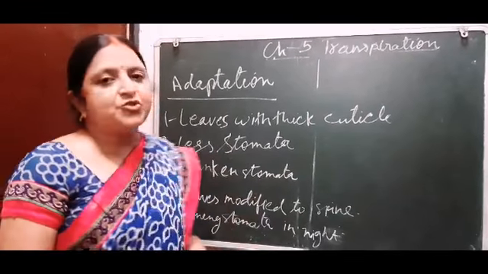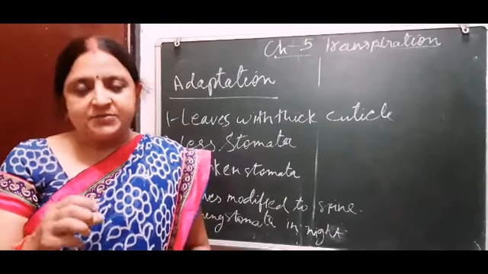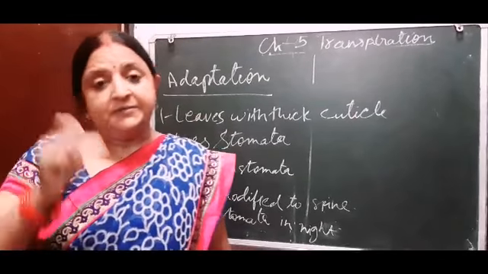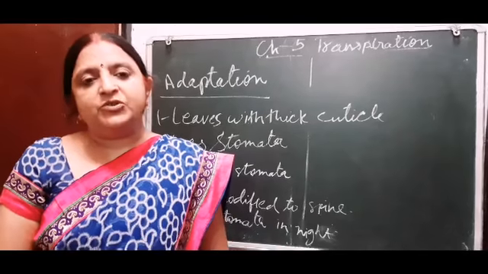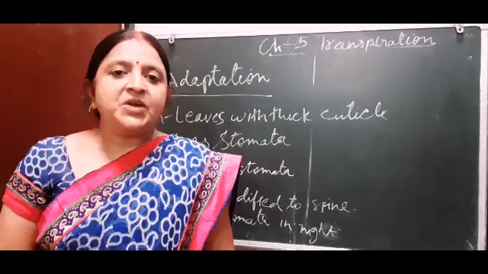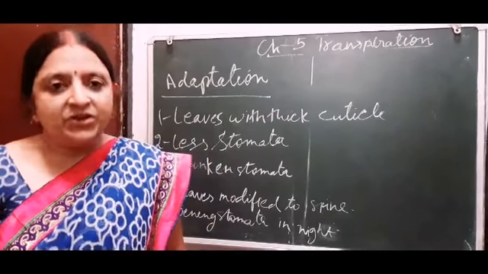Second is fewer stomata. If the leaf area is very small, meaning it is very thin, not broad, that shape of the leaf also helps. In such leaves, the number of stomata is very low, so the rate of transpiration also decreases.